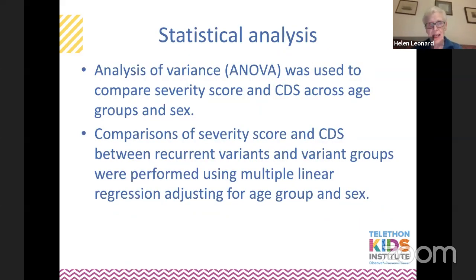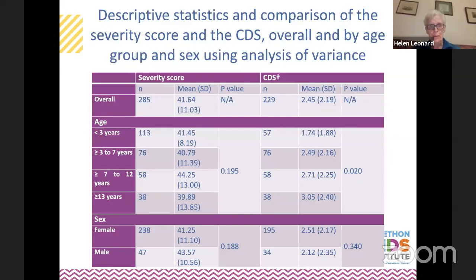So we used analysis of variance to compare the severity and CDS scores across age group and across gender. And we compared the severity scores and the CDS scores amongst the recurrent variants and amongst the large groups using multiple linear regression and adjusting for age group and sex. So here are some of our results.